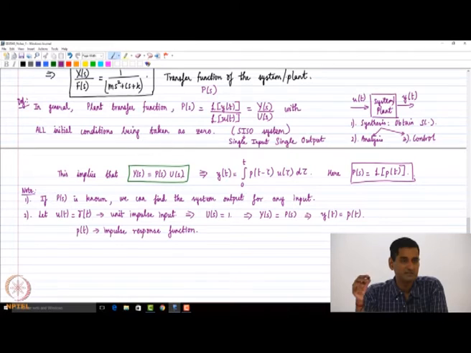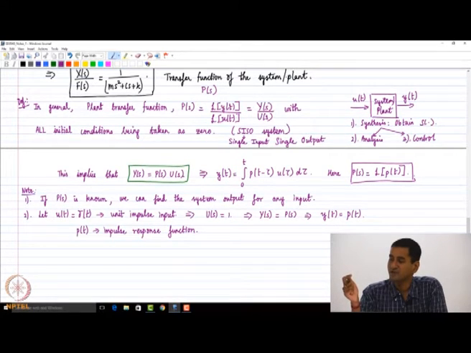So, that gives us a very, very useful idea if I want to experimentally determine the plant transfer function. Let us say I have an experimental setup, and I want to experimentally figure out the plant transfer function. What do I need to do? I just need to give a unit impulse input and then measure the output, and that will be the impulse response function. From the impulse response function, I can calculate the plant transfer function. But what is the catch here? The advantage is I need to do only one experiment, that is it.